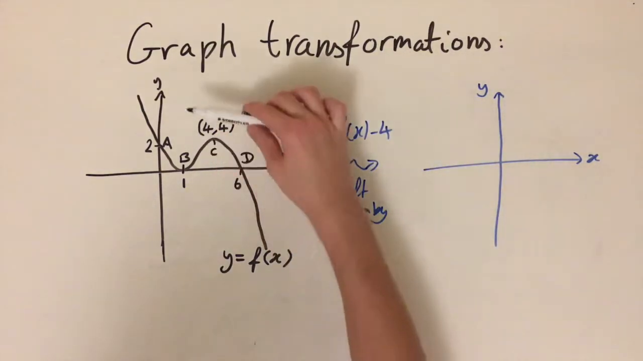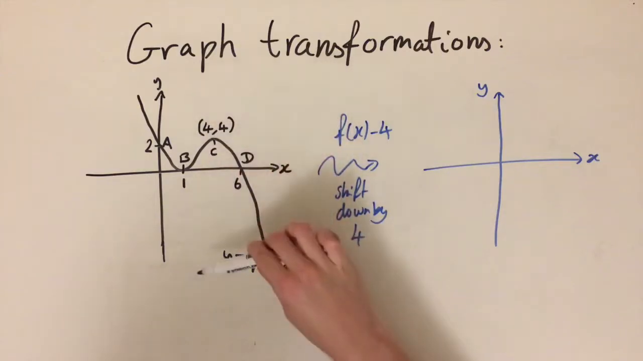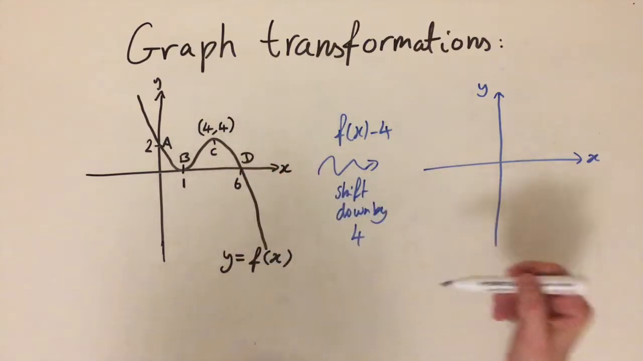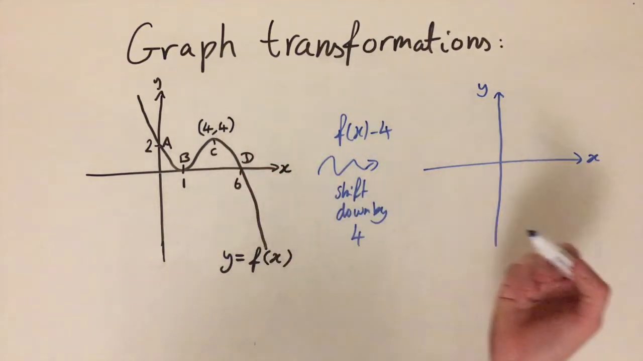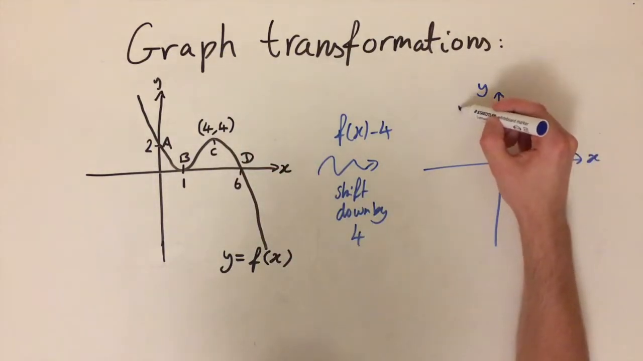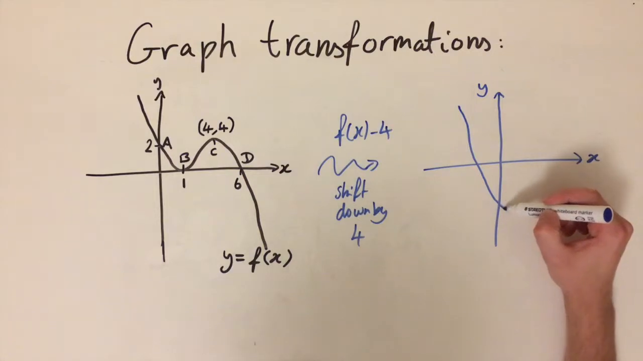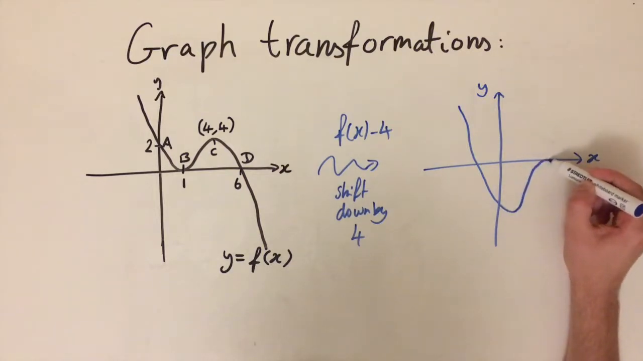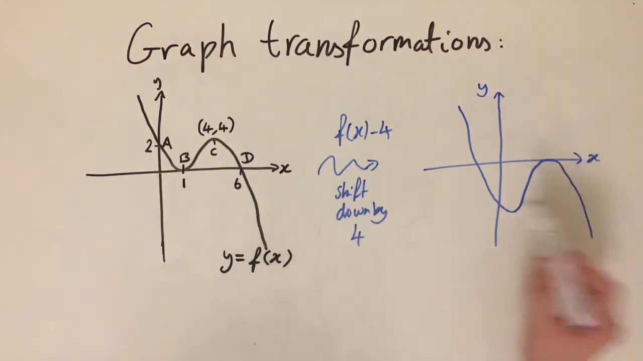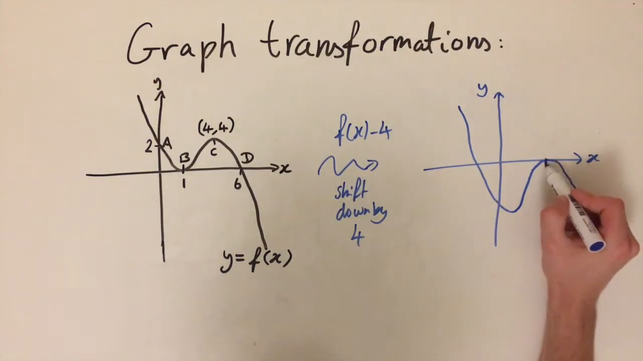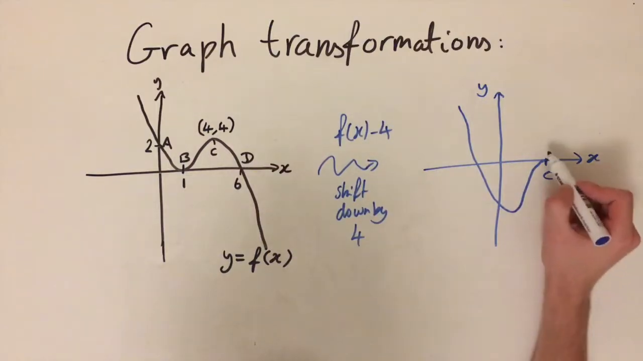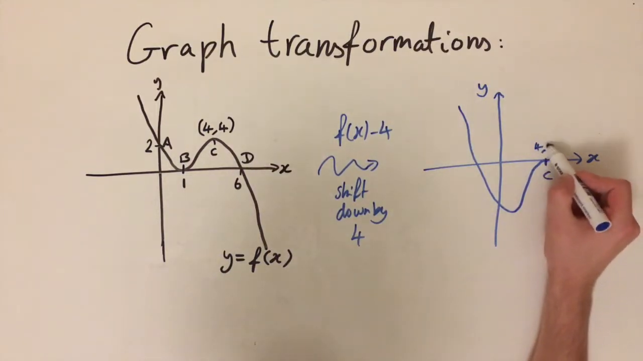So now we need to take 4 off all the y components of these points. First off, observe that C has coordinate 4, 4. If we subtract 4 off the y coordinate, this is going to be 0. So we're going to get something that looks like this. It's going to come down here and then come up and just touch the x-axis and then go to negative infinity. So the point C now has coordinates 4, 0.